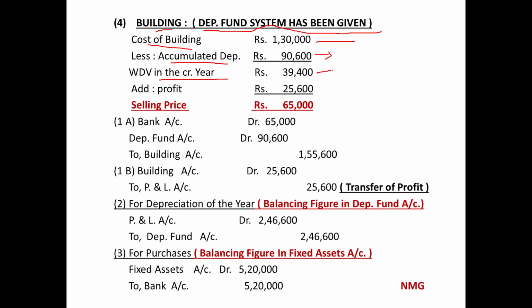We need the selling price of this building to report it in the cash flow statement under title B, and that selling price has not been given clearly in the question. So how to decide it? Add the profit given in the profit and loss account, 25,600, and now we are getting the selling price rupees 65,000. How did we get it? Original cost less total accumulated depreciation of so many years deducted gives the written down value 39,400. Add profit from the profit and loss account 25,600, and we get the selling price 65,000. This selling price we have to report in the cash flow statement under title B.